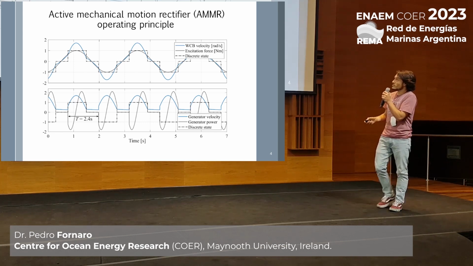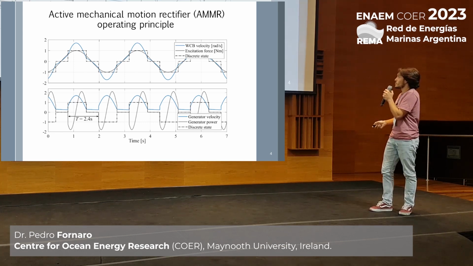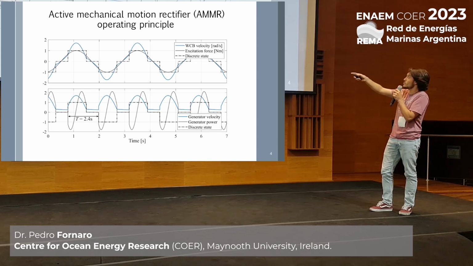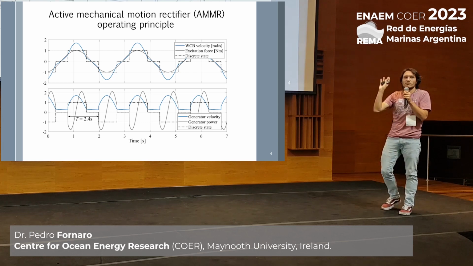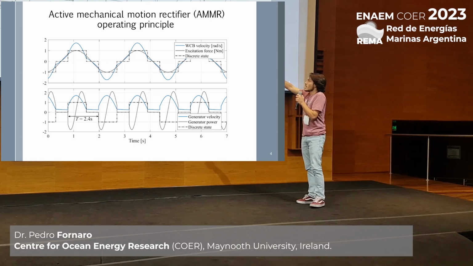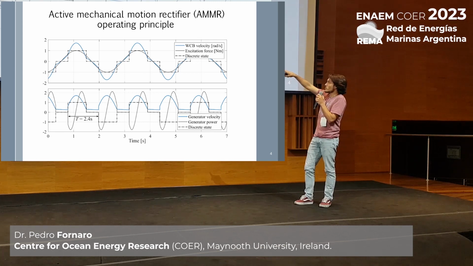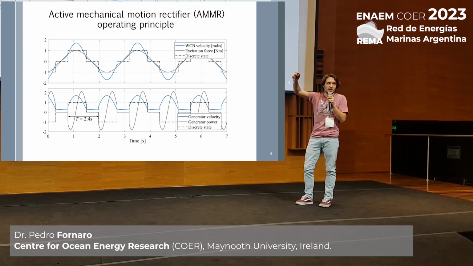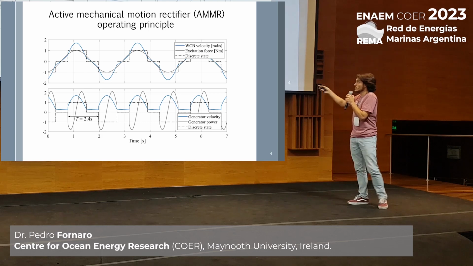So here we have an example. It's just a pretty simple example. The idea is, in the upper figure, you can see an example of an excitation force in gray line, and then you can see in blue lines the velocity of the flap in this case, and down in the figure below in blue lines, it's the velocity that is being rectified at the generator.